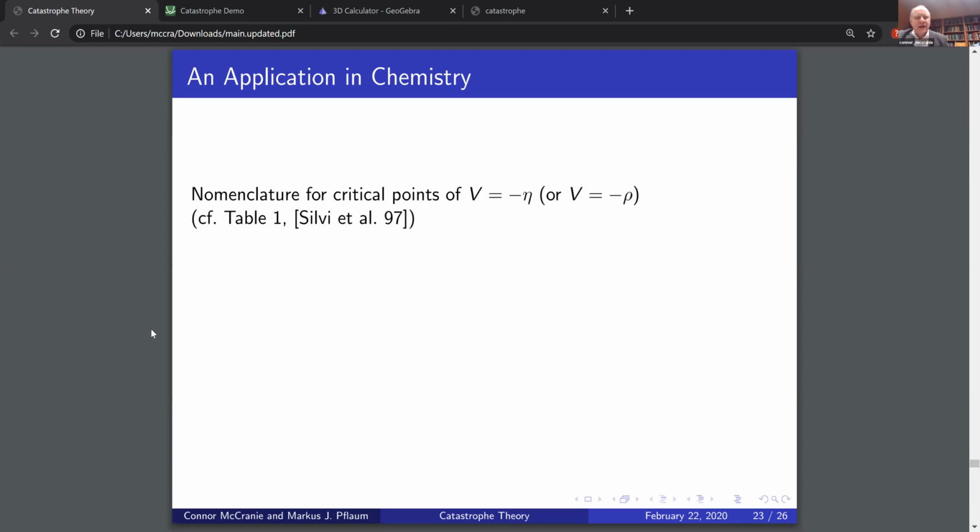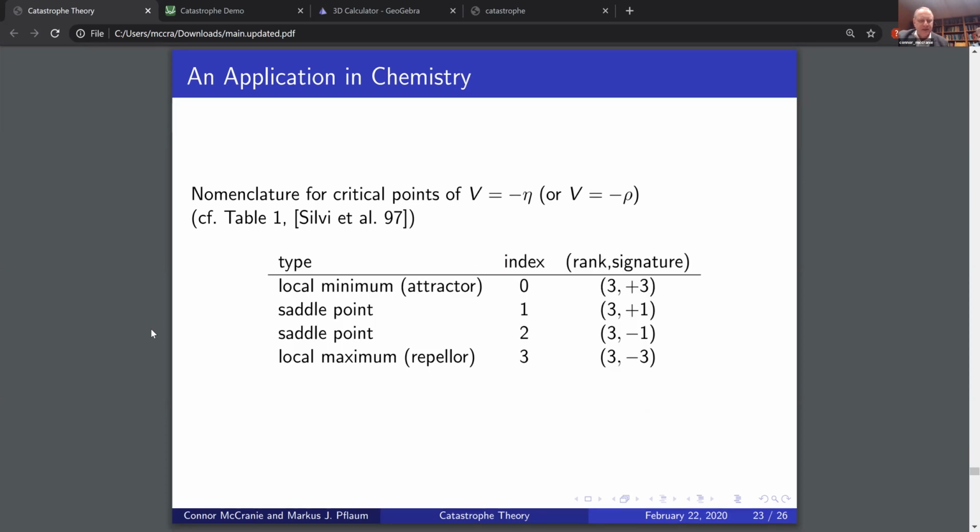So now let's come to the critical points of this kind of potential function. V is negative eta, or V is negative rho, and this is a slight modification of a table in the work by Sylvie. The local minima are those where the index is 0, and these are the so-called attractors, where the electrons, or better electron pairs, kind of want to go to. Again, the index is the number of negative eigenvalues of the Hessian. The rank is just 3 in all these cases, when the critical point is non-degenerate. So here we do not yet have a catastrophe because the rank is maximal, so the Hessian is invertible. And the signature is the difference between the number of positive and negative eigenvalues.